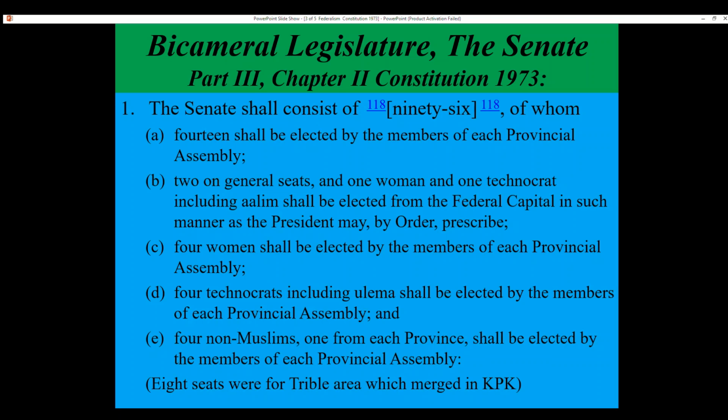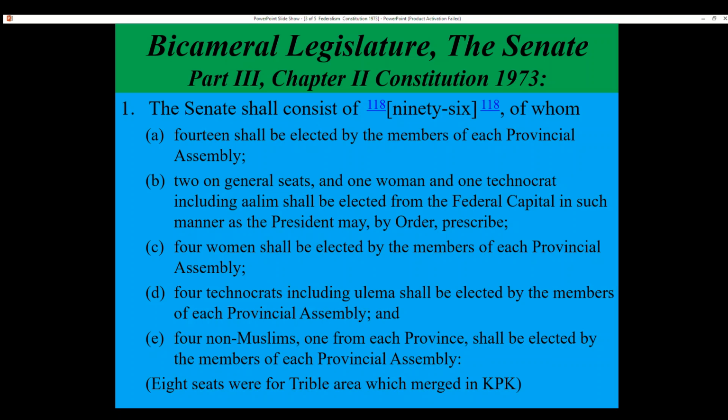So technocrats. These seats are also reserved for the technocrats and ulama. They will also be elected by the provinces.